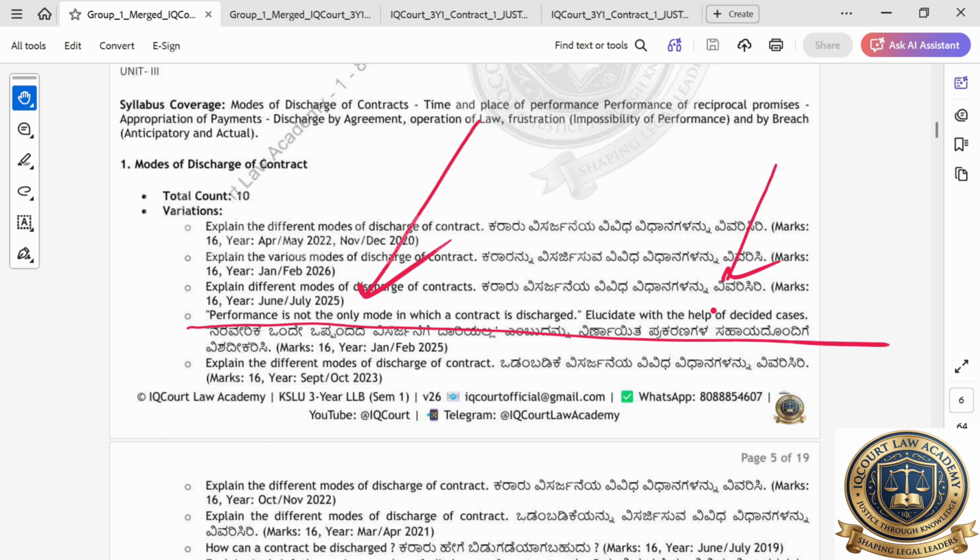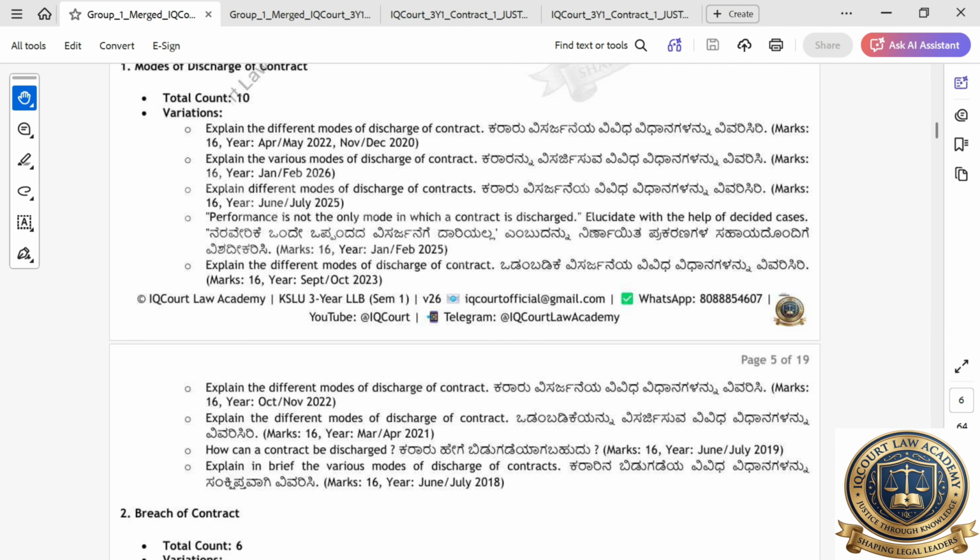Decide with the decided case laws. The More VB case law is very, very important. The Bol per case law is very, very important. Those two case laws you can write for most of the questions. Explain the different modes of discharge of contract.